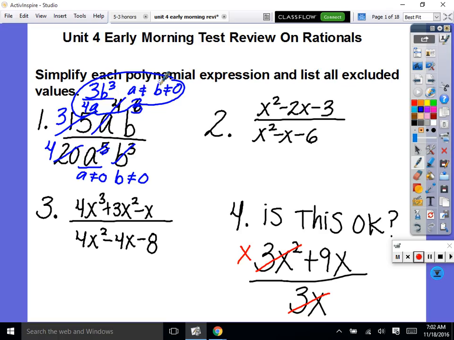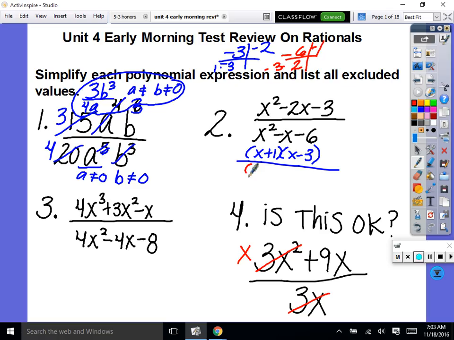Okay, so number 2, different kind of simplification. Remember, we don't divide things out in sections. If there's an addition or subtraction sign, you've got to have it factored out. So we'll factor out the top very quickly here. What multiplies to be -3 and adds up to be -2? 1 times 3, -3. So the top, I'm going to rewrite the whole problem, is x plus 1, x minus 3. On bottom, we're factoring it. What multiplies to be -6 and adds up to be -1? 3 times 2, -3. So we have x minus 3 and x plus 2.